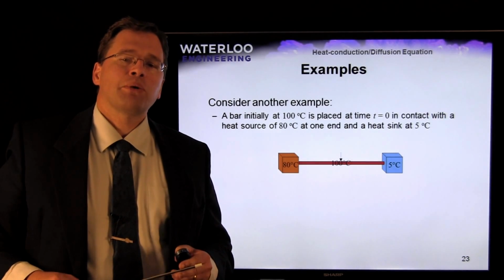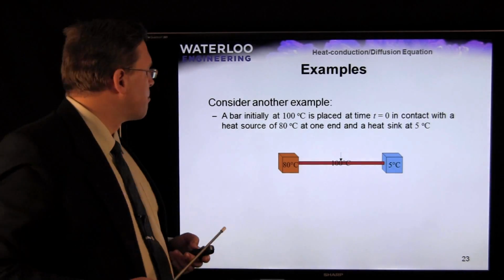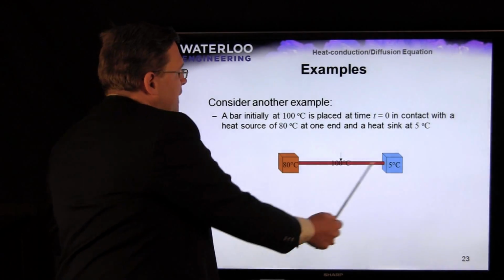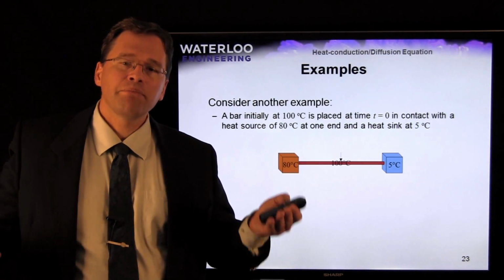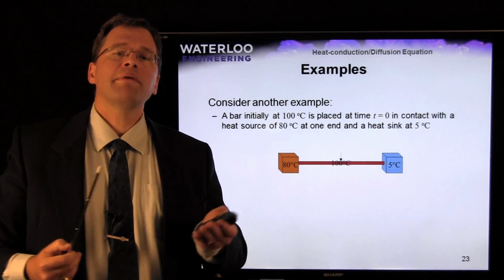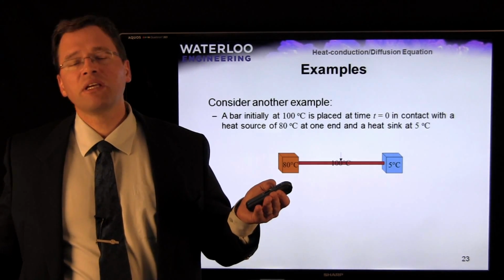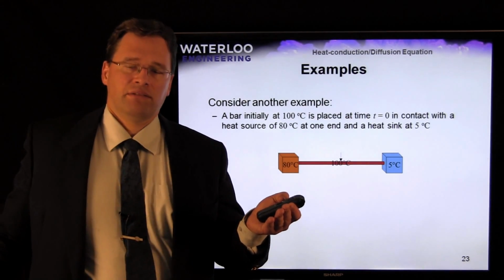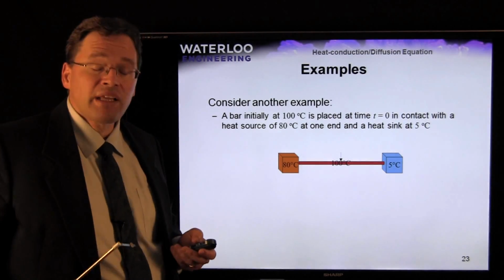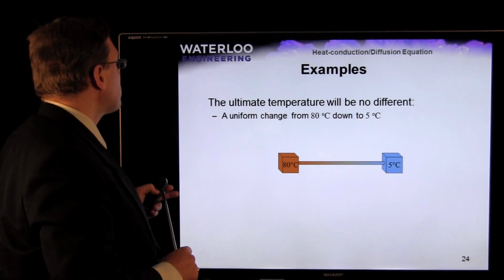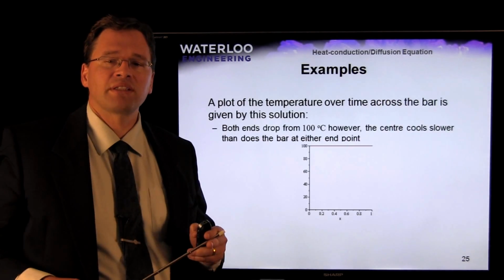Here's a different example. Suppose we start with a bar that's at 100 degrees Celsius. We place that bar between two bodies, one at 80, one at 5 degrees Celsius. What do we expect to happen? Well, again, both ends will drop, and over time, we expect the bar to approach the solution to Laplace's equation. It will be linearly decreasing from 80 degrees down to 60, down to 5. So ultimately, there will be no difference. It's going to approach the solution.